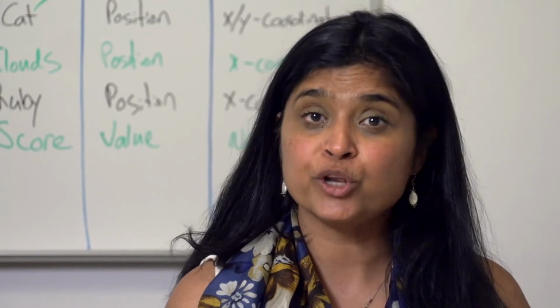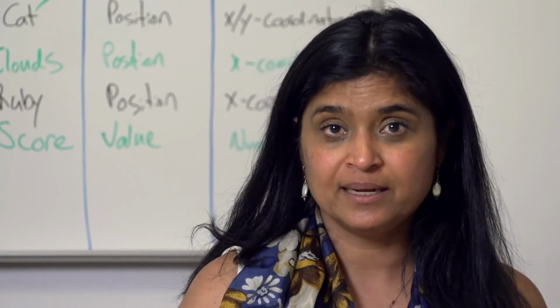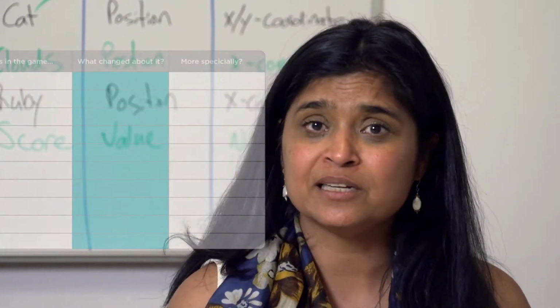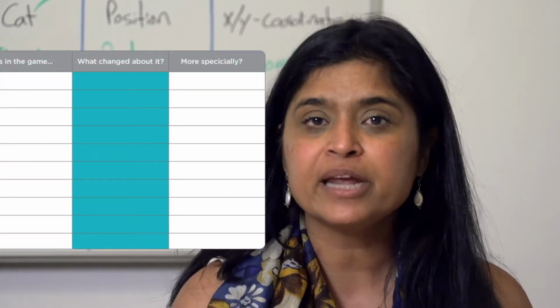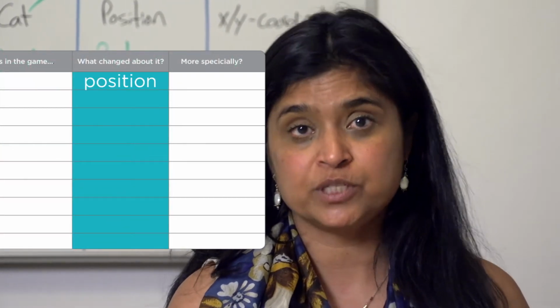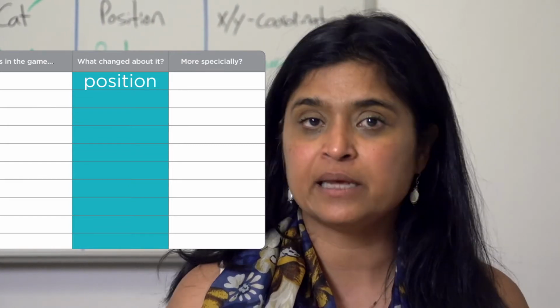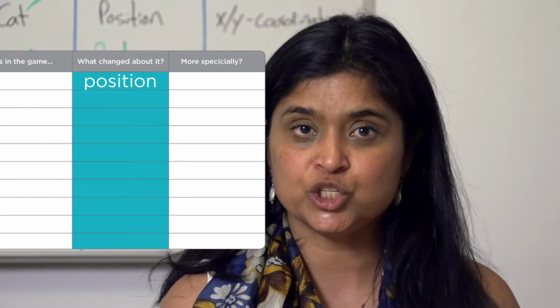It's generally helpful to use examples for this. So for example, when you grow up, your height changes. When you get older, your age changes. Ultimately, students should realize that every character is only changing their position. The score's value changes, but everything else in the game is fixed and unchanging.